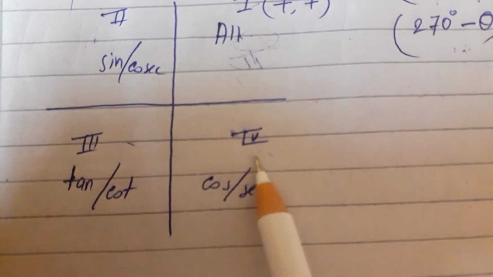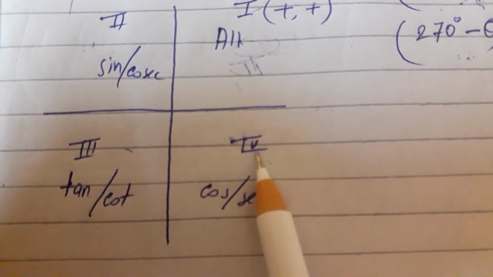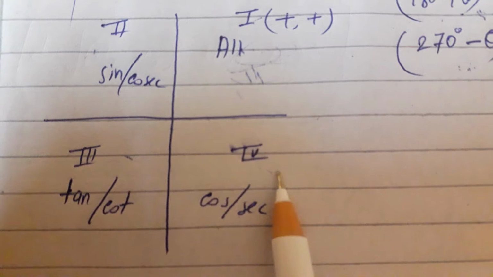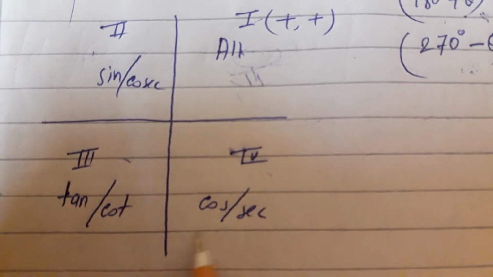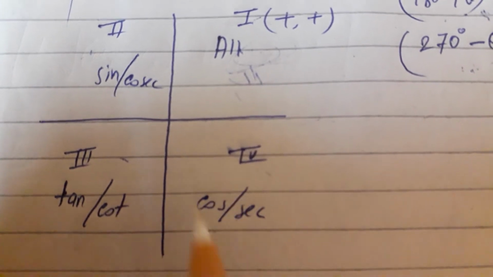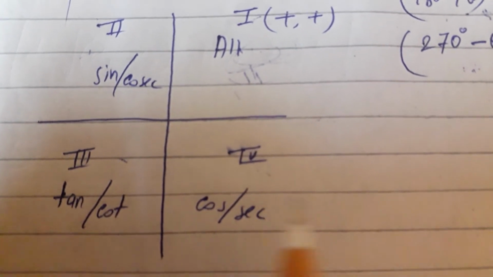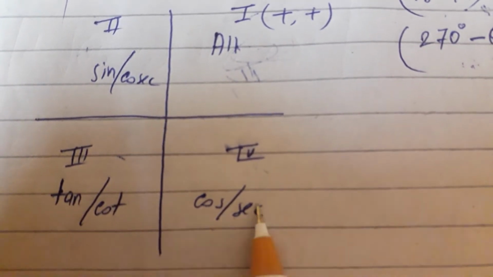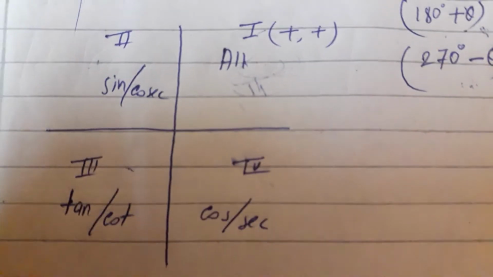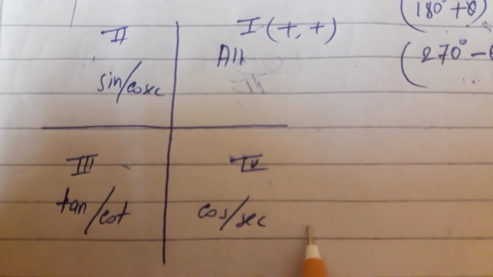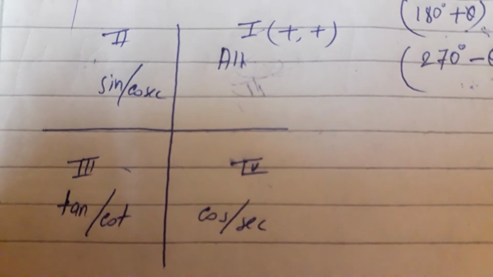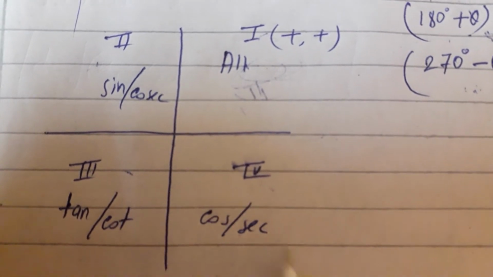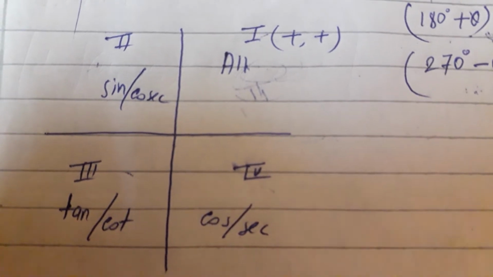And see the last, this is the fourth quadrant, and this fourth quadrant will only include the cos function. Cos means sec, the reciprocal of cos is sec, you know. So this will only include the cos function. Only cos function and sec function will be positive in this fourth quadrant, and any other function except cos and sec in this fourth quadrant will be negative.